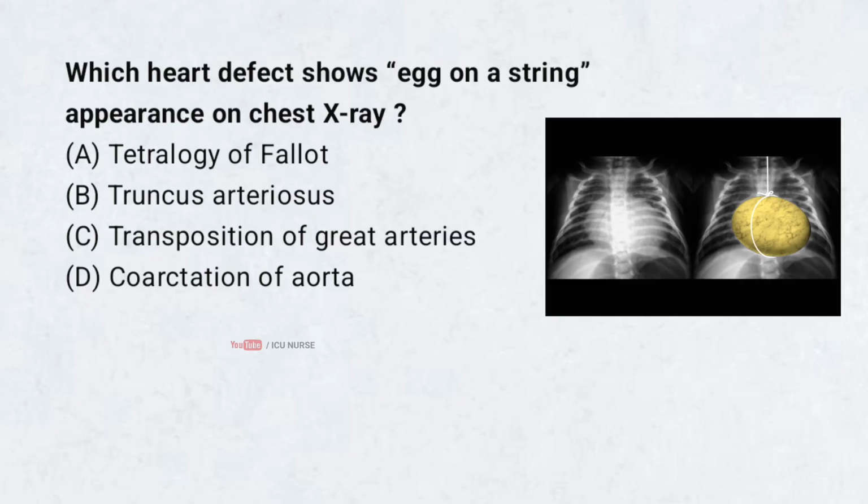Which heart defect shows egg on a string appearance on chest X-ray? A. Tetralogy of Fallot. B. Truncus arteriosus. C. Transposition of great arteries. D. Coarctation of aorta. Correct answer C. Transposition of great arteries.